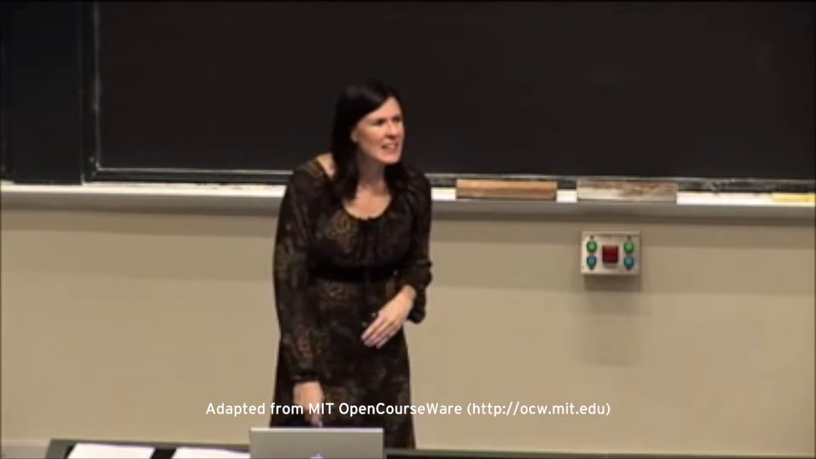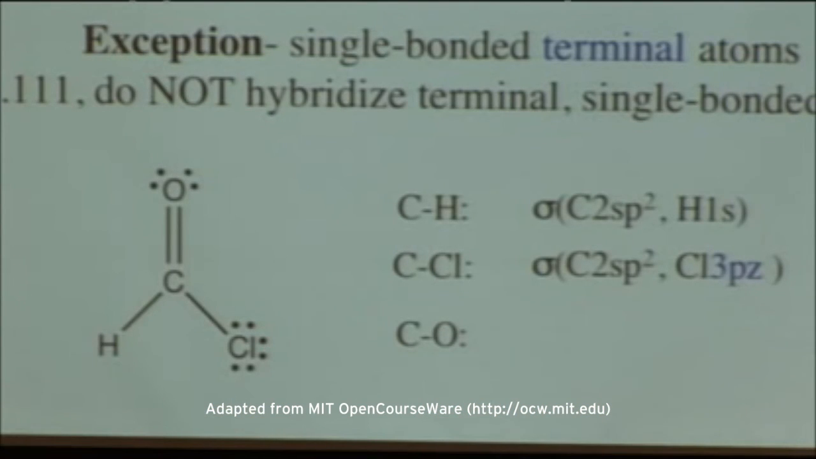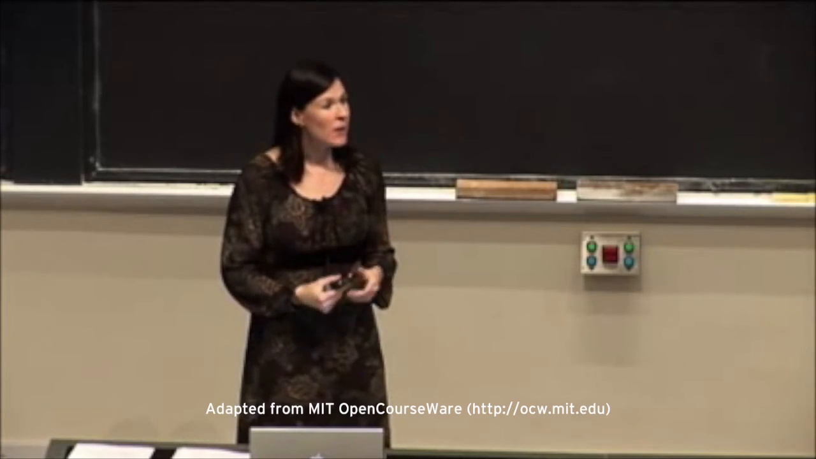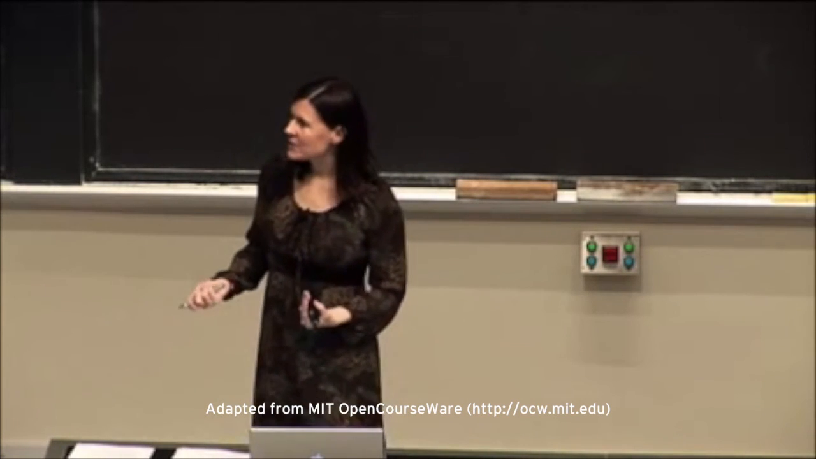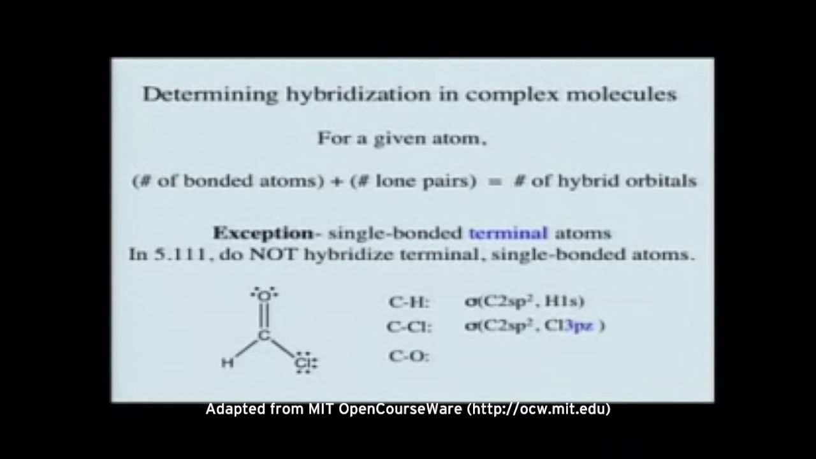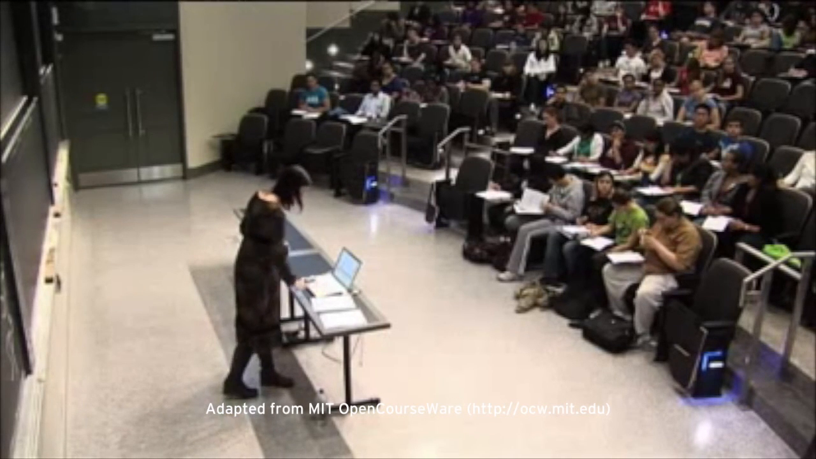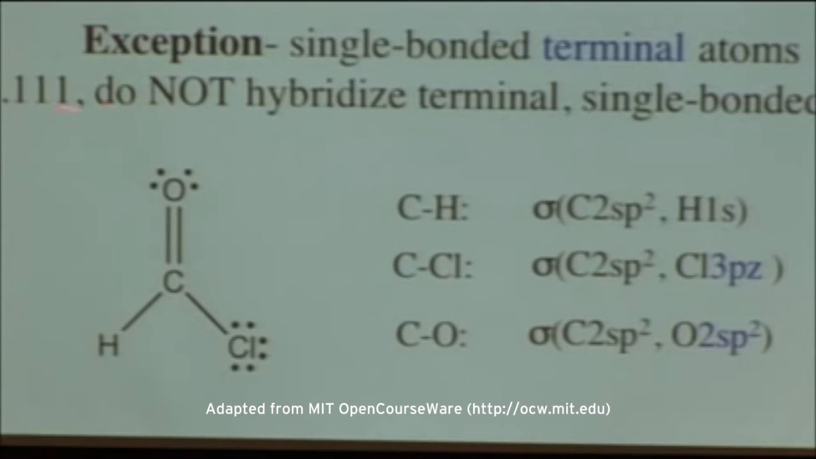Let's look at the last bond here, which is a carbon-oxygen double bond. Anytime we have a double bond, it's made up of 1 sigma bond plus 1 pi bond. When we look at the carbon again, that's 2sp2. But what about the oxygen? What's the hybridization of this oxygen atom? sp2. So we're going to have carbon 2sp2 plus oxygen 2sp2. It's sp2 because the oxygen is bonded to one atom plus 2 lone pairs, so we have a total of 3 hybrid orbitals.